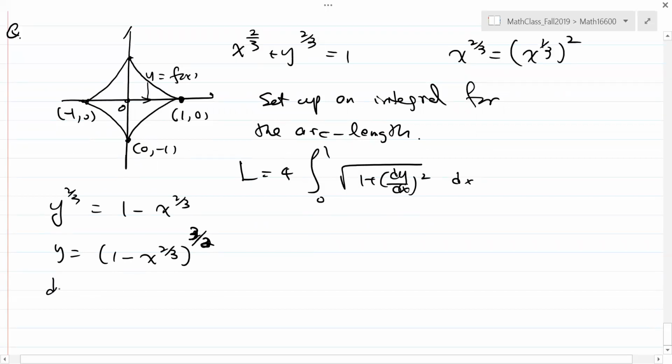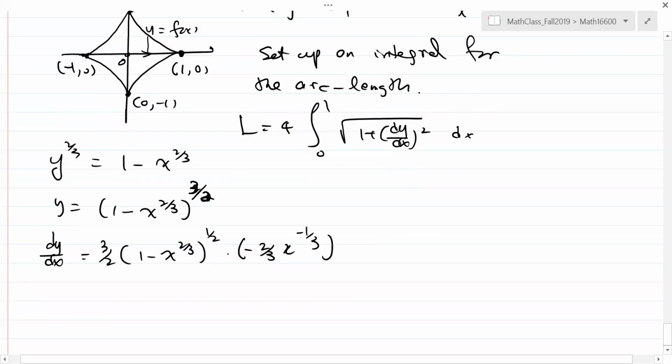Okay, so dy over dx, use the chain rule. 3/2, 1 minus x to the 2/3, and 3/2 minus 1 is 1/2. Then you differentiate inside. That's negative 2/3 x to the negative 1/3. That's it. You can simplify a little bit. 3/2 times 2/3 is going to be negative, x to the negative 1/3.